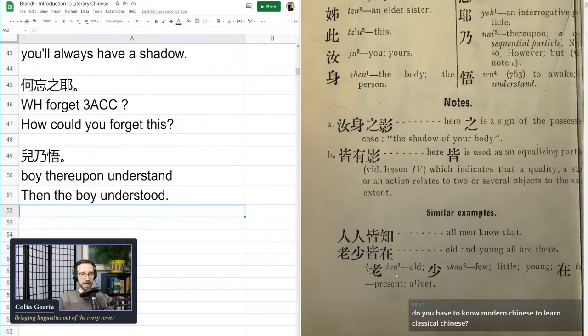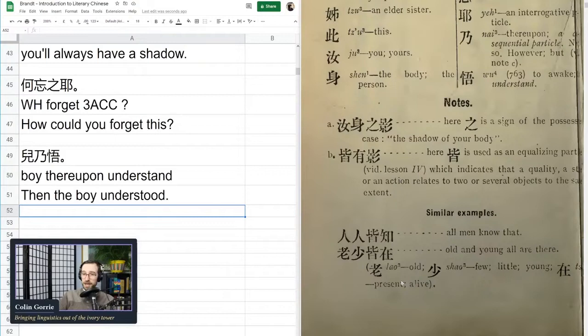The question, this is a great question. Do you have to know some sort of a modern Sinitic language, such as Mandarin or Cantonese, to learn classical Chinese? No, but it helps. I actually only started learning comparatively little Mandarin I know because I wanted to access more resources on classical Chinese. And then, of course, it's a language, so I fell in love with it.